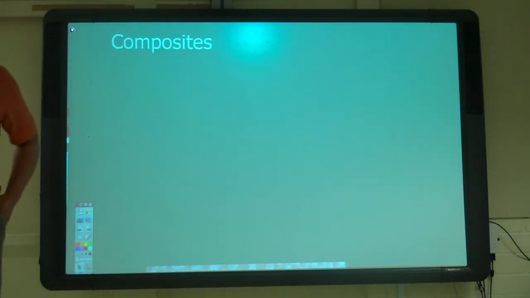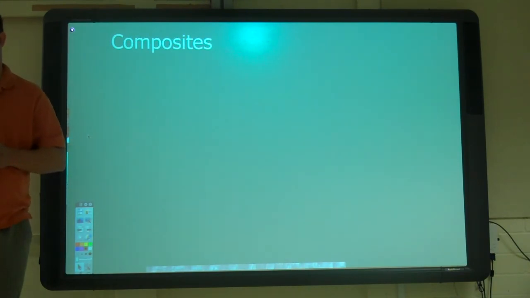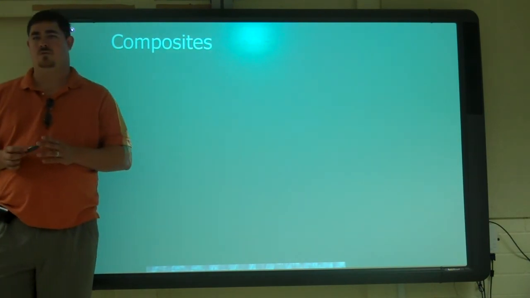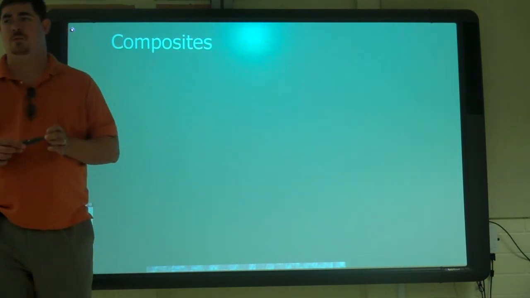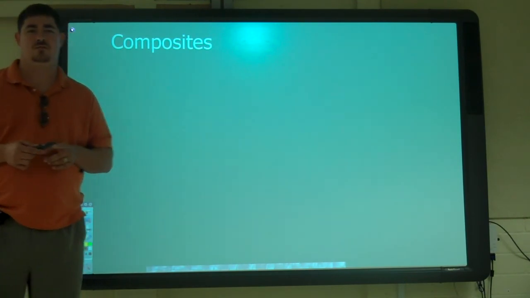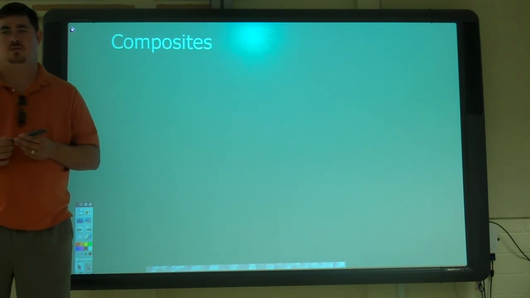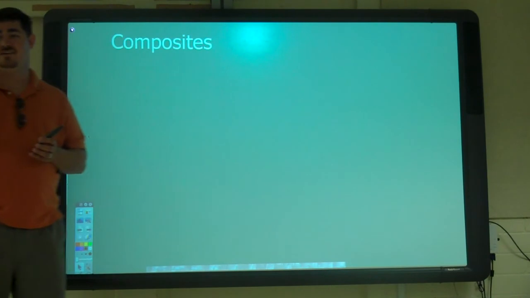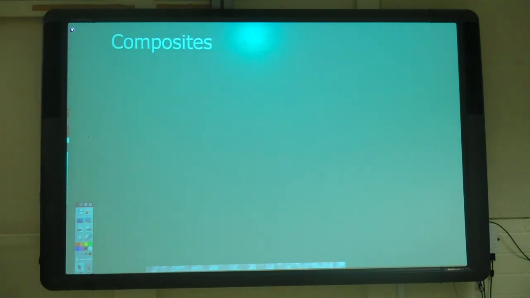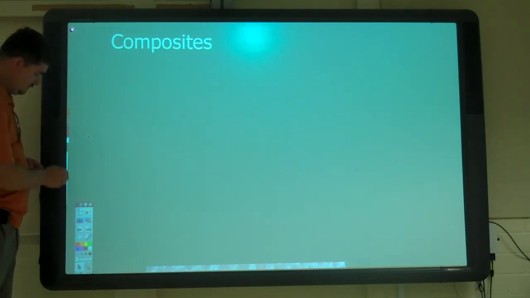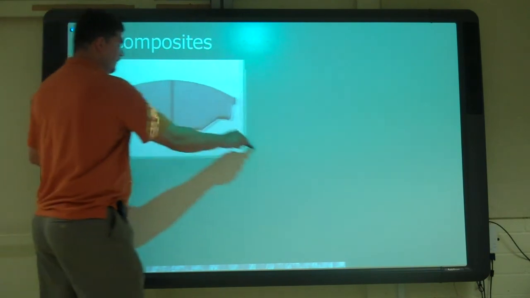What else? What are some other composite materials? Aluminum? No? Metallic. What about metallic? It's like a bunch of materials put together to make one solid. So something like that?